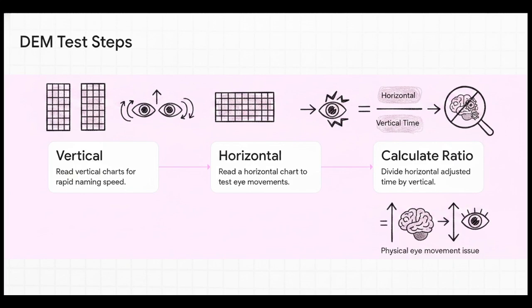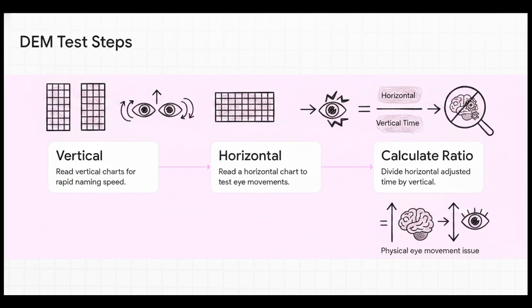Step 1. The patient reads numbers from two vertical charts. Reading vertically doesn't really require complex saccadic reading eye movements. It's basically just testing how fast the brain can process and say the numbers out loud. Step 2. They read a horizontal chart. This forces the eyes to make those tiny, rapid saccadic reading jumps. And then, step 3 is where the magic happens.